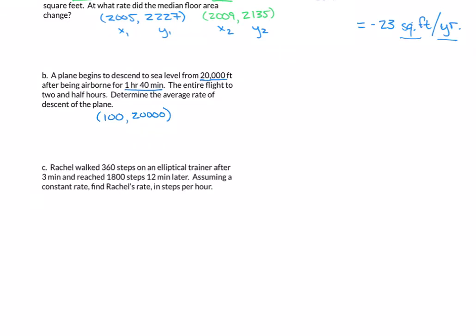Now it says that the entire flight took 2.5 hours. So, well, what's my height after 2.5 hours? It is going to be 0. 2.5 hours, what is that in terms of minutes? Well, we get 2 times 60 is 120, plus 30 minutes, that's going to be 150.